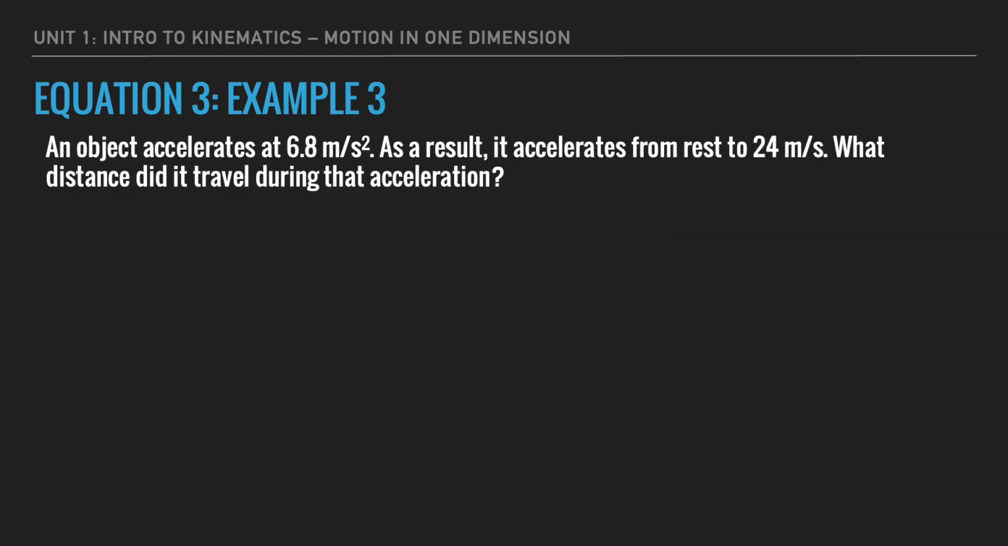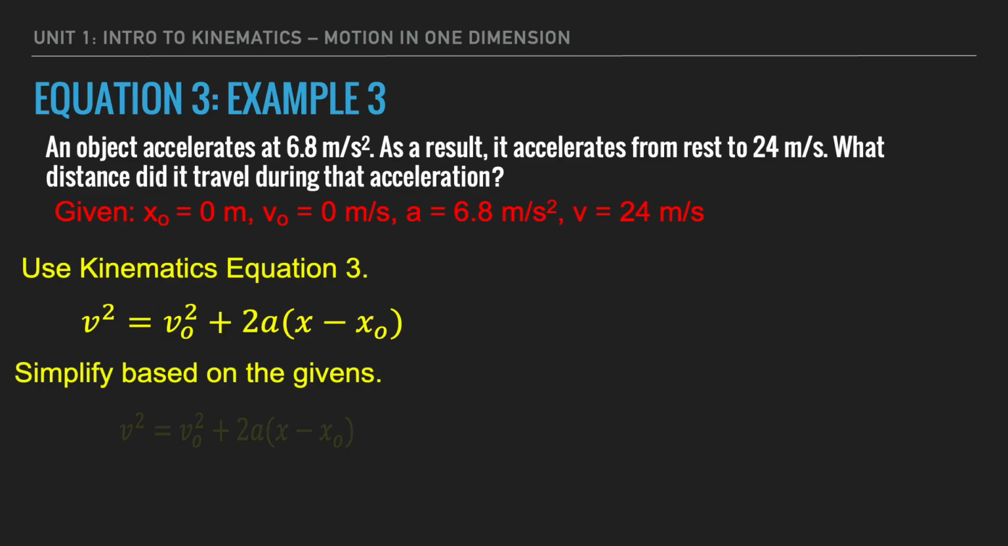Last example, so we're almost done here. We have an object that accelerates from rest to 24 meters per second. What distance did it travel during that acceleration? So here are my givens. Once again, we're using equation 3. So here's my equation.